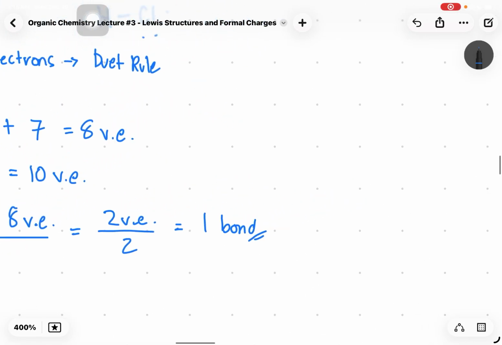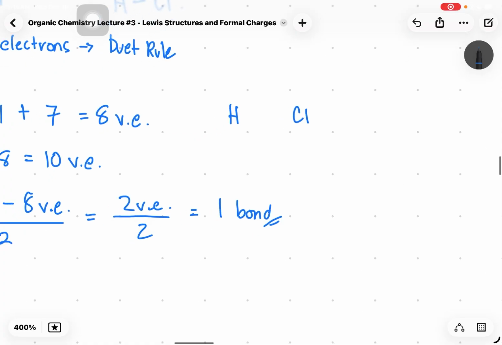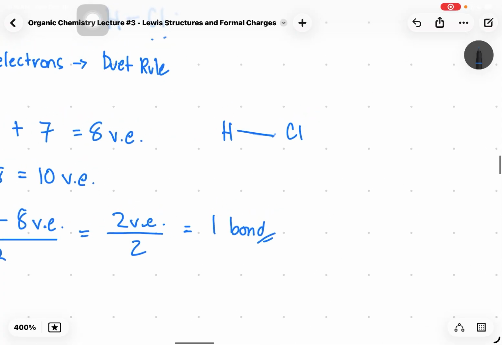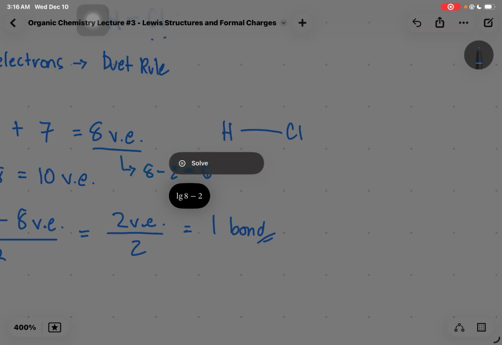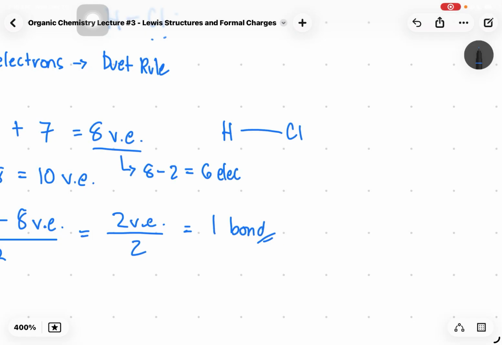So let's try to draw this. So H and Cl, 1 bond connecting them. And then we subtract that 1 bond, which is 2 electrons, from the ground state valence electrons. So it's 8 minus 2. We have 6 more electrons remaining. And these electrons will all go to chlorine since it can still hold them. 1, 2, 3, 4, 5, 6. And then 7 and 8, meaning these two are both satisfied by the duet rule and the octet rule.